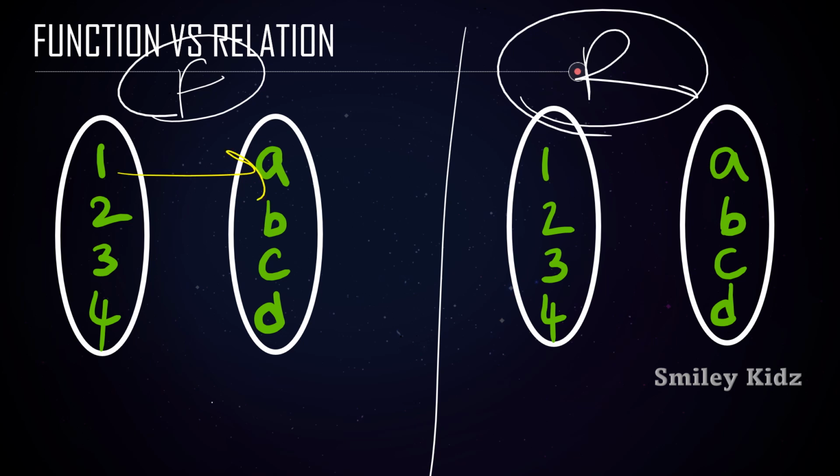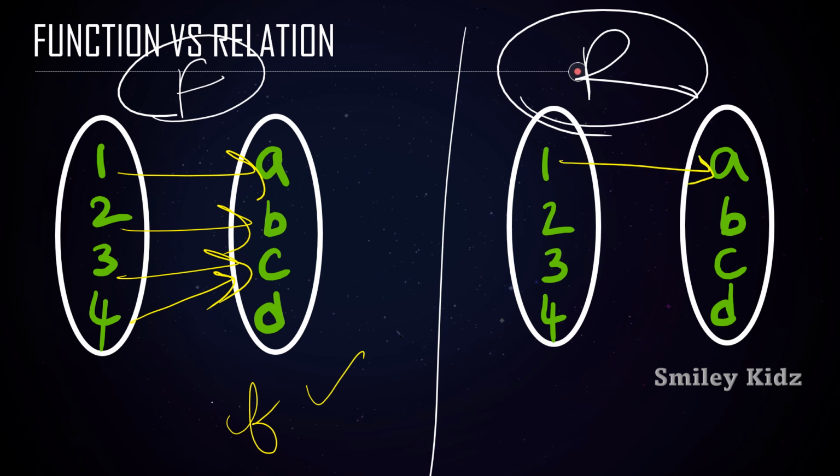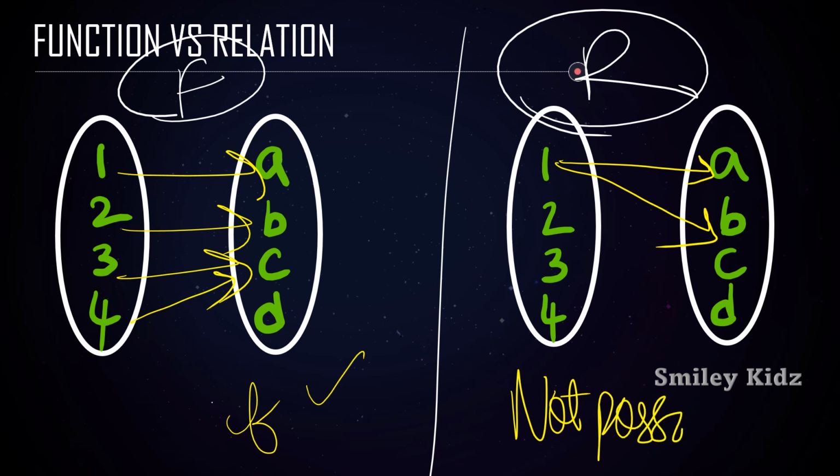Alright, if 1 is connecting to A, 2 is connecting to B, 3 is connecting to C, and 4 is connecting to D, everything is alright, this is a function. Now what if I say 4 is connecting to C? This is a function. But here I tell that 1 is connecting to A, but 1 is also connecting to B. That is not possible. Here it is known as relation, but it is not known as function.